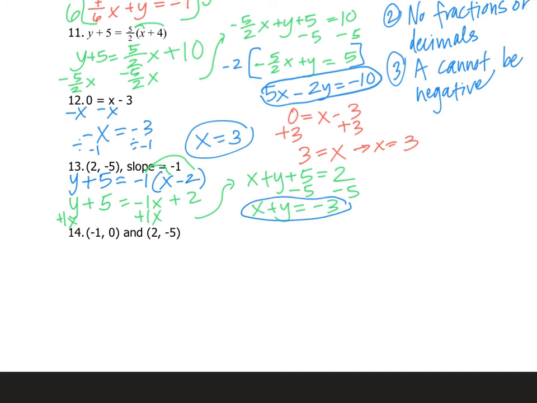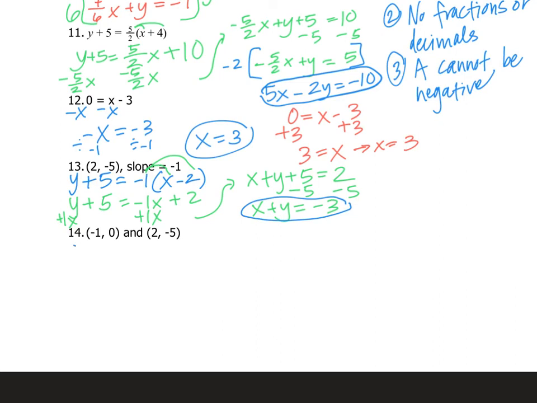So with this one, with 14, they give you 2 points, and the reason why they give us 2 points is because we don't have the slope. So we're going to use those 2 points to find the slope. However, once we have the slope, then we're going to use point slope form to get to standard form, and you're just going to pick one of the coordinates. Whichever one you pick, it will give you the same exact answer, and I'll chat about this once we get to that part. So first we need to find the slope.